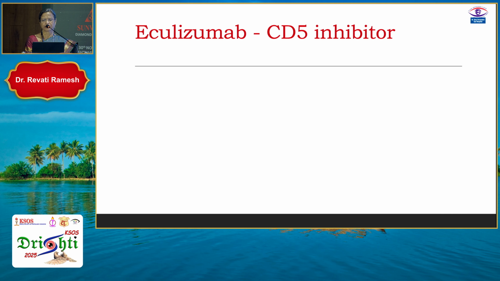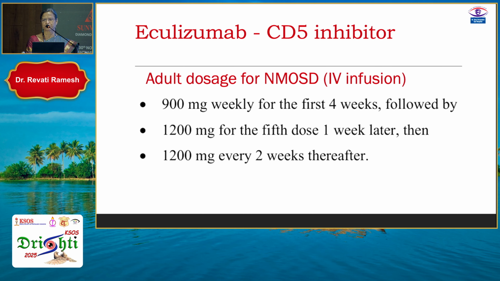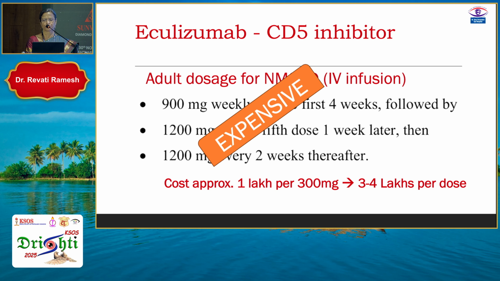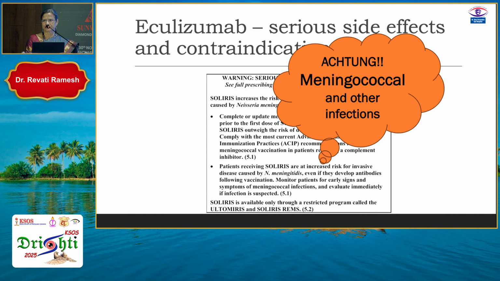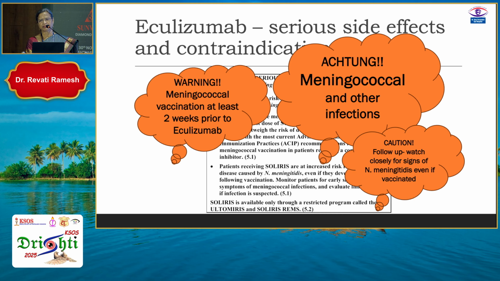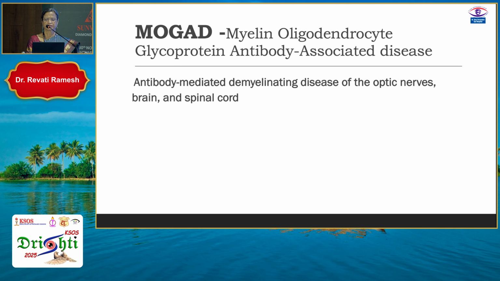Eculizumab is a C5 inhibitor which is used in NMOSD treatment, and again the cost is really prohibitive, 3 to 4 lakhs per dose. Serious side effects of complement inhibitors, especially eculizumab, are meningococcal and other infections. In fact, meningococcal vaccination at least 2 weeks prior to eculizumab treatment is advised, and even then, during follow-up, you have to keep an eye open for meningitis and other infections, even if the patient has been vaccinated.